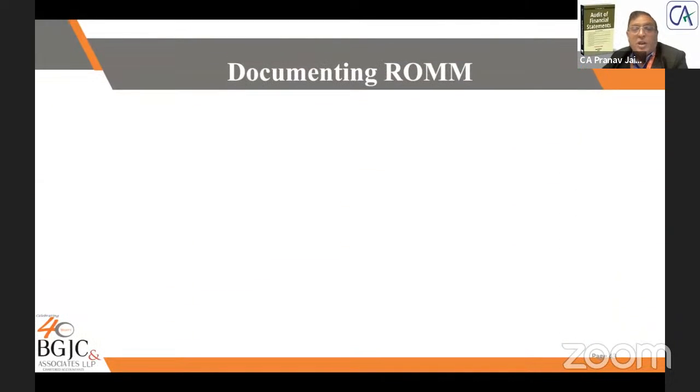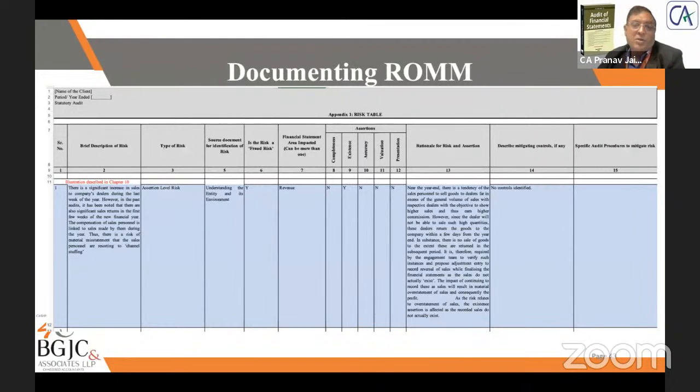Now, I have designed a template which we use in my firm, and I've also included a similar template in my book. This is ideally how you should be documenting the risk of material misstatement, which covers principally all the elements that are required to be documented as per SA 315. It includes a brief description of the risk. You have to describe what the risk is, the type of risk, whether it's an assertion level risk or a financial statement level risk, the source document, from where you have identified this risk, whether this risk is a fraud risk, what financial areas are impacted, what assertions are impacted, then the rationale why this risk and why the particular assertions have been selected, are there any mitigating controls, and finally, what specific audit procedures need to be performed to mitigate those risks. So generally, this is a document that needs to be prepared and filed.